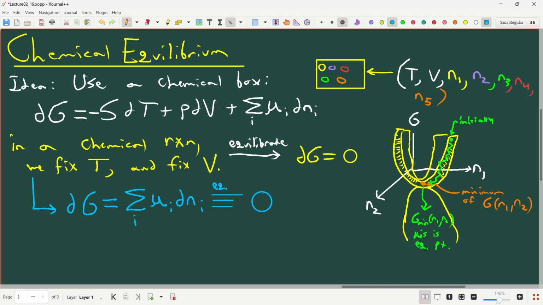This is a function, a thermodynamic function, only dependent on the mole numbers. Right? So the idea is that we need to figure out the right distribution of our molecules such that we hit this minimum. Right? This is chemical equilibrium at its very basic.